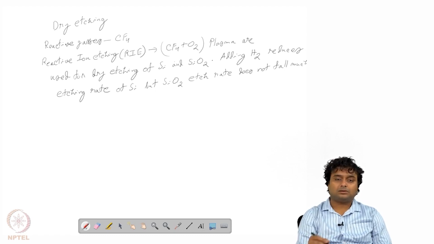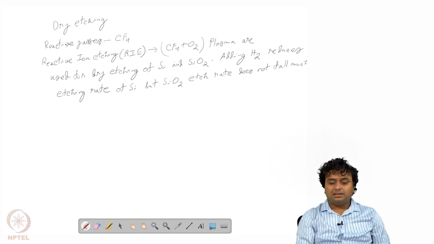While using CF4, this is called fluorine chemistry, because we are using a fluorine gas here as the main reactive gas. Then we can use chlorine chemistry also, where we use CCl4 etc. gases for the same purpose. That is also for etching silicon, SiO2 or this kind of material.